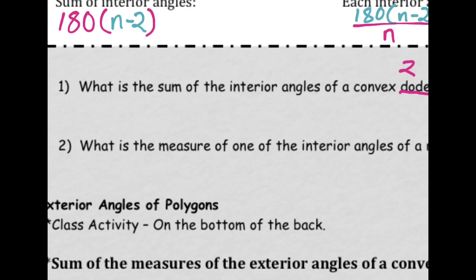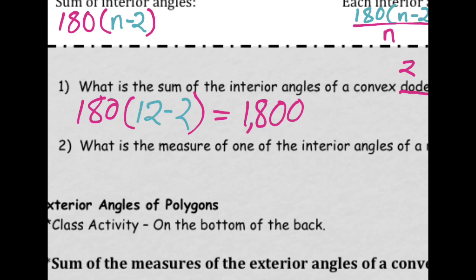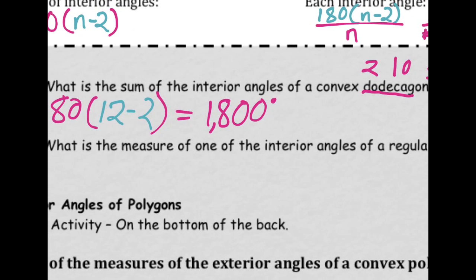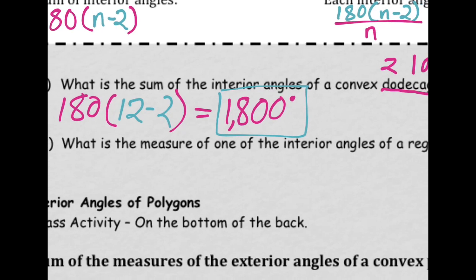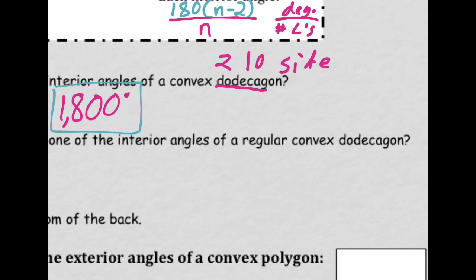All right. Well, you should have started off with this equation. 180 degrees times, and then we do dodeca, that's 12 minus 2, equals the sum of the entire interior angles. Well, 12 minus 2, of course, is 10, and 10 times 180 is 1,800 degrees. What's the sum of the interior angles of a convex dodecagon? 1,800 degrees.